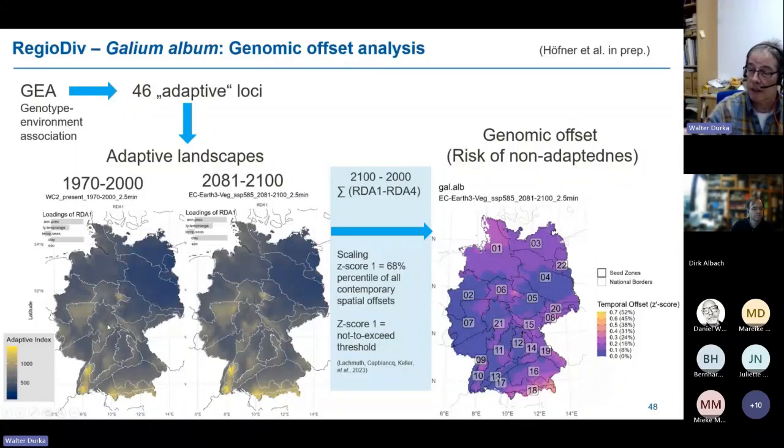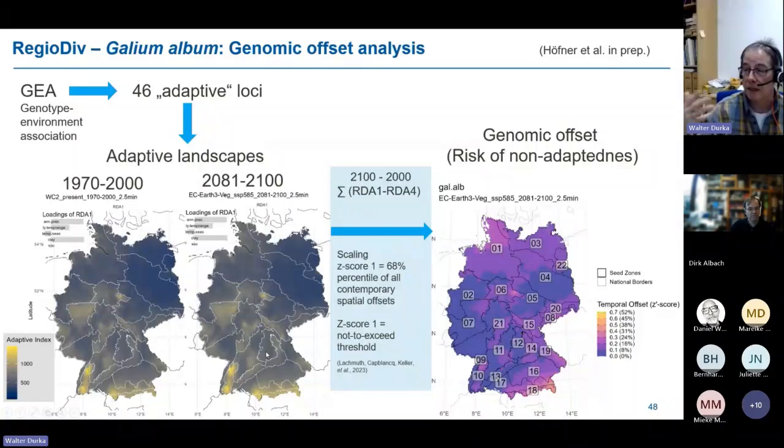So what we do see here in the left map is the correlation of particular environmental variables with the existing genetic patterns. And we see some high values in the Bavarian, in the Schwarzwald and in the Alps and in some of the other mountain ranges. If we used exactly this relationship between genotype distribution and environmental variables and map it on the predicted climate for 2080 to 2100, this map will be slightly different.